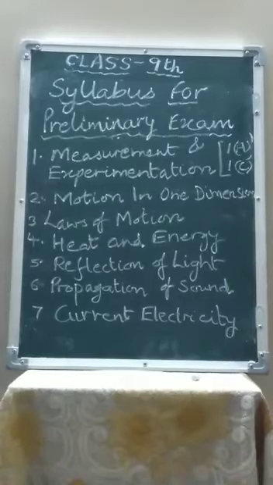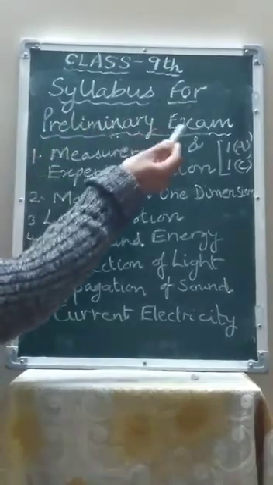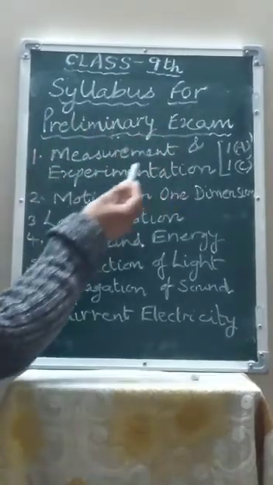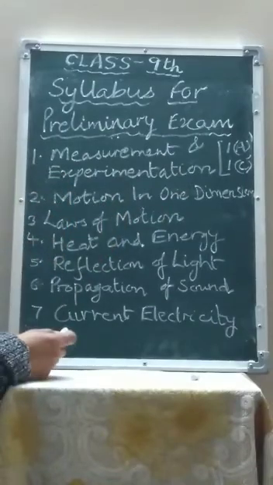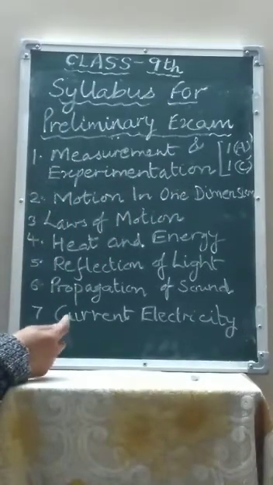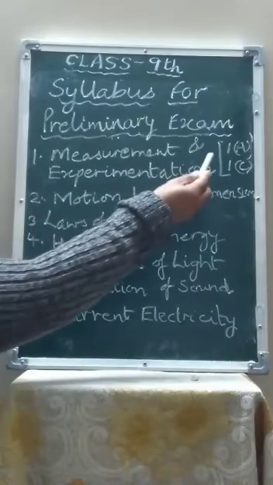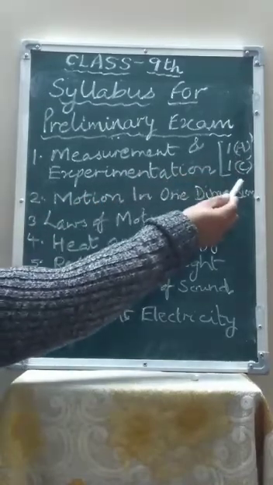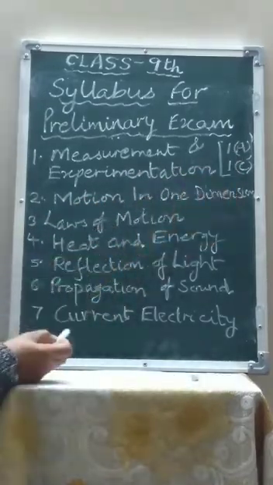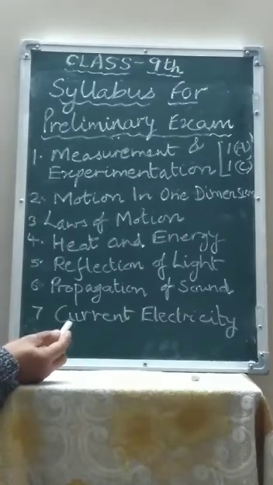Now children, let us discuss the syllabus for your pre-board examination. These are the lessons which are coming in your exams. First chapter is measurement and experimentation, and in this you have to do only exercise 1A and 1C. You don't have to do vernier calipers and screw gauge.